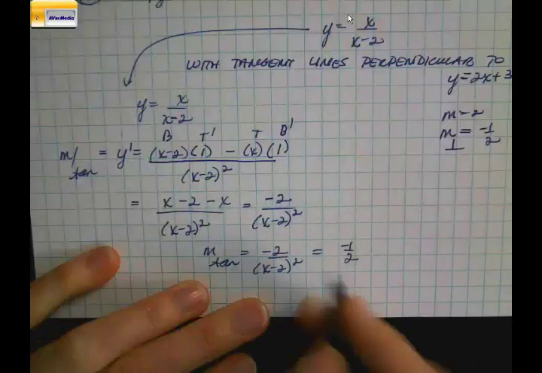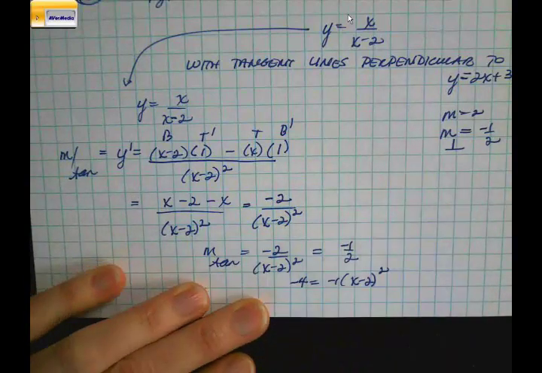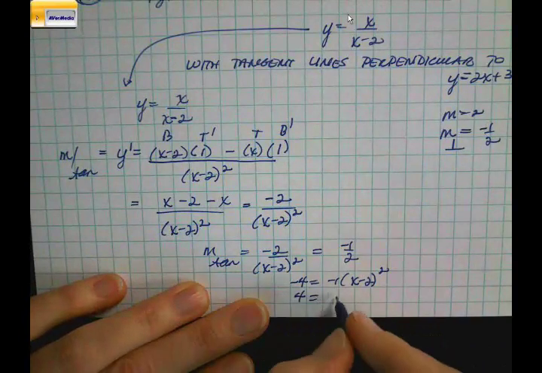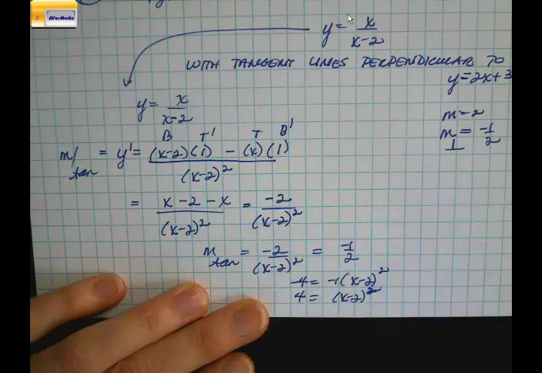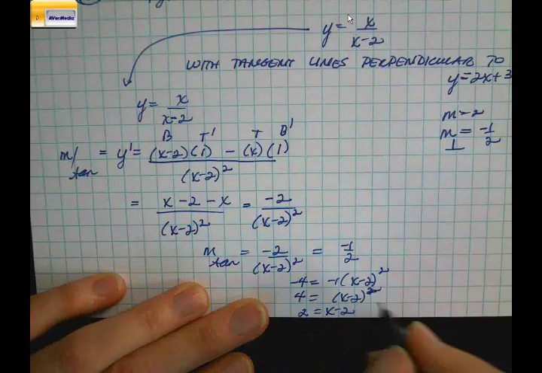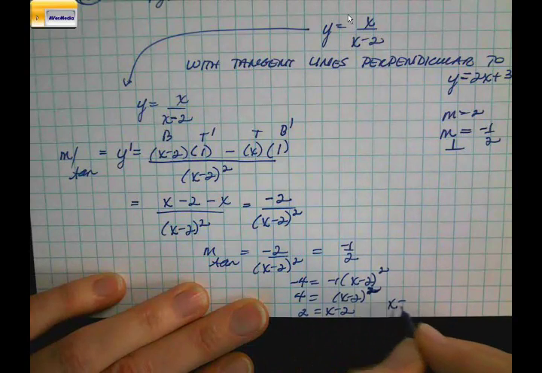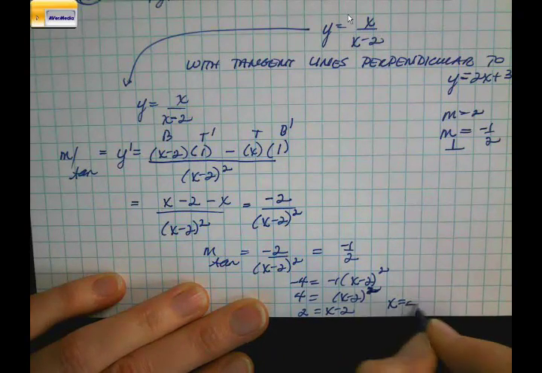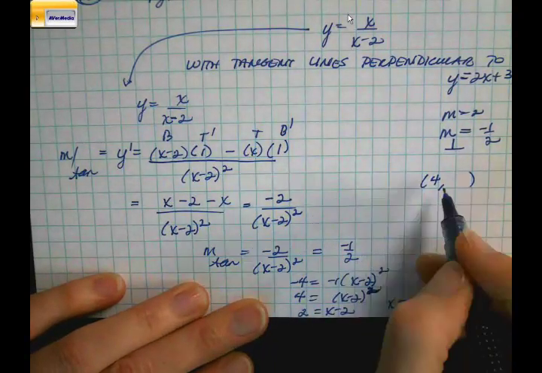Cross multiply. Negative 2 times 2 is negative 4, and negative 1 times x minus 2 squared. Well, we can kill those two negatives and just make it positive 4 equaling positive 1 times x minus 2 squared. Okay. Now, if I take the square root of both sides, then I get 2 equaling x minus 2. And then x would equal what? Not 0. It's 4, right? Okay. So the point is 4 something. That's the answer to the question.